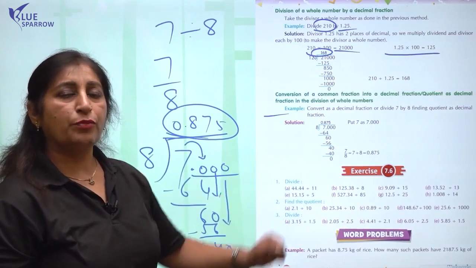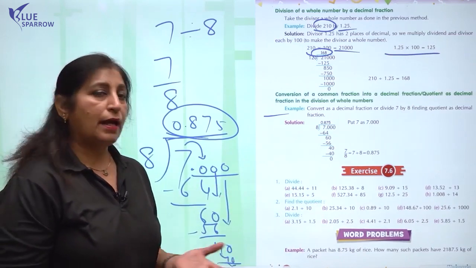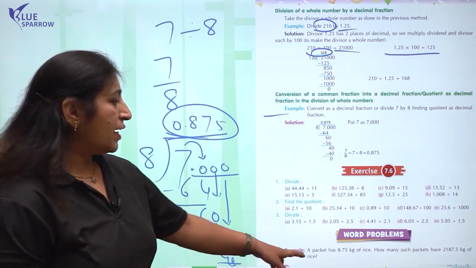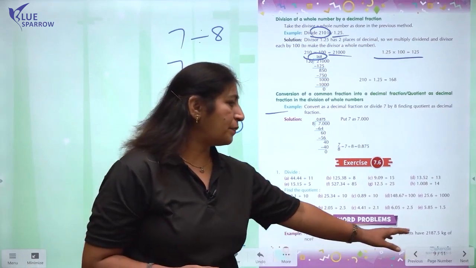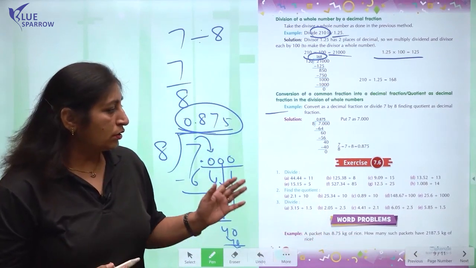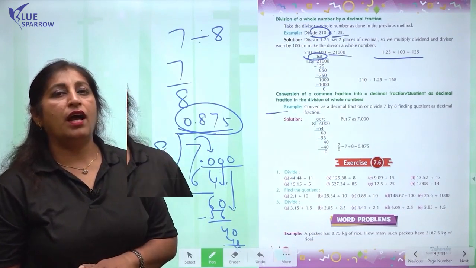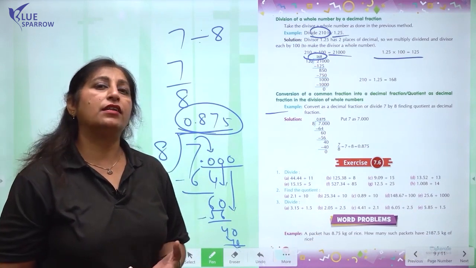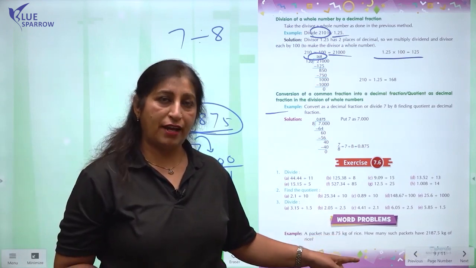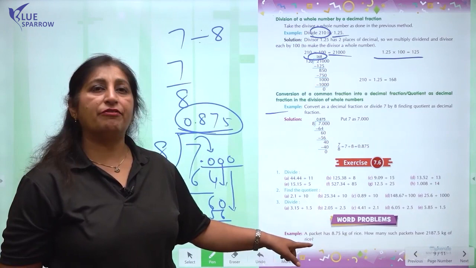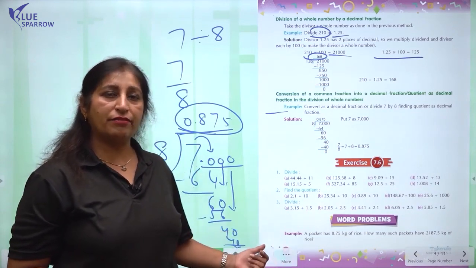Now solve exercise 7.6 yourself. We are moving towards the word problems. The example says, a packet has 8.75 kg of rice. How many such packets have 2187.5 kg of rice? And here, to find the number of packets, you would just divide 2187.5 by 8.75. This is the case of division of a decimal fraction by a decimal fraction.